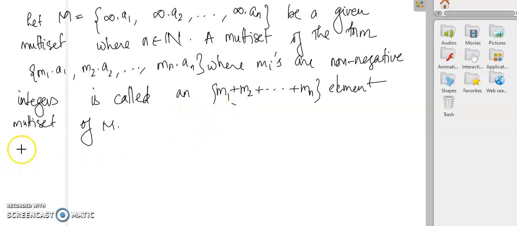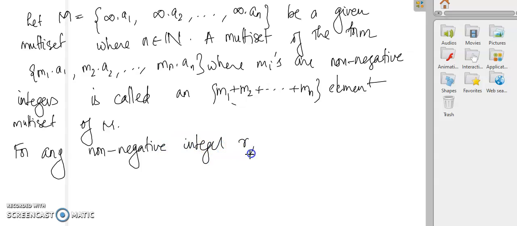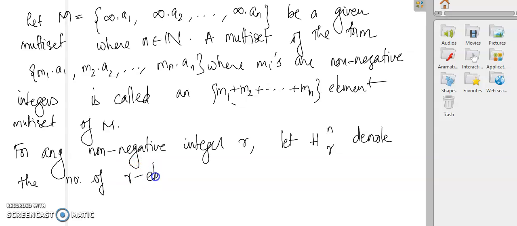And now for any non-negative integer r, let us define h(n, r). So let h(n, r) denote the number of r-element multisets of M. So h(n, r) will denote the number of r-element multisets of M.